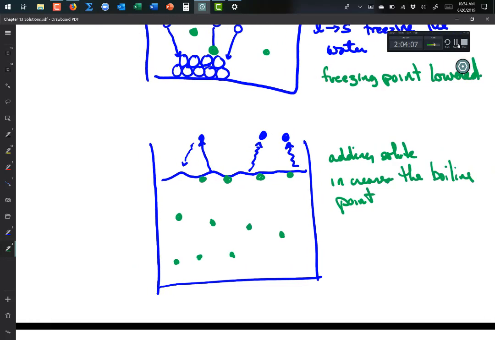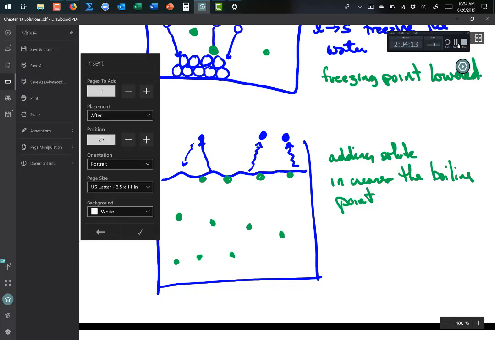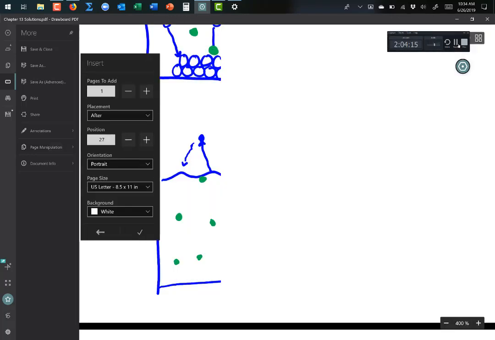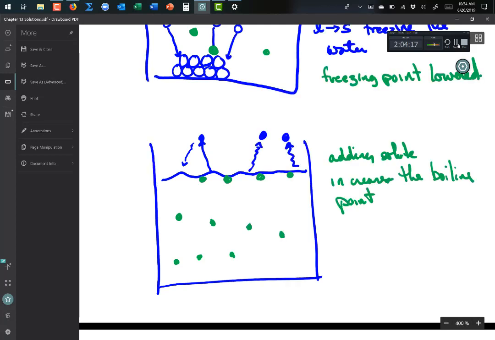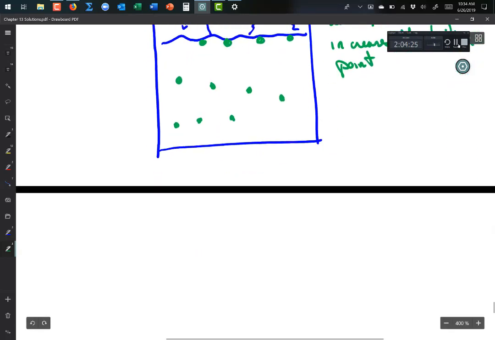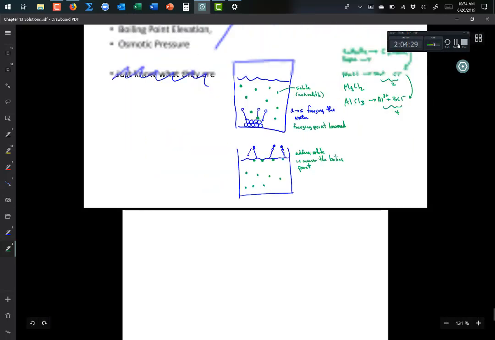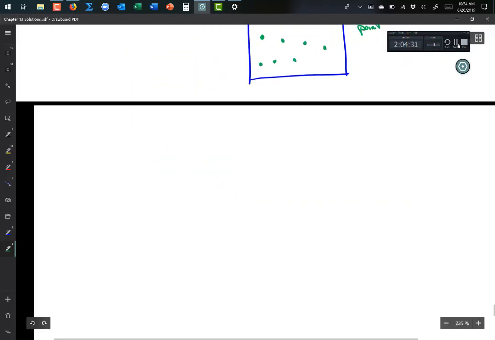I have to add one more page here so I can describe a couple other things. I'm going to talk a little bit about osmosis. Osmosis. Yeah, osmosis. I can't help myself. I have to say things like that.